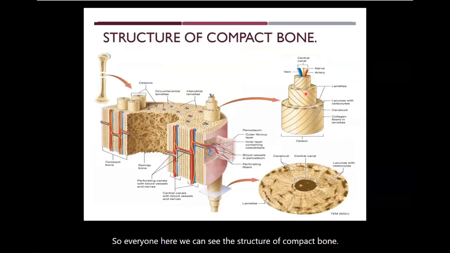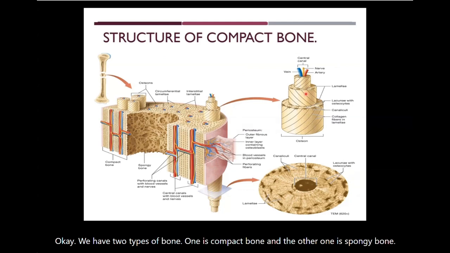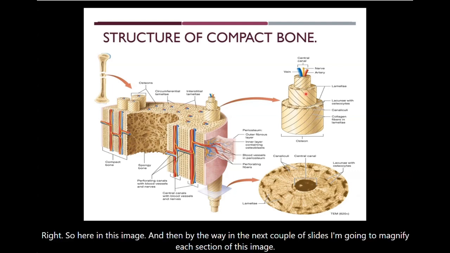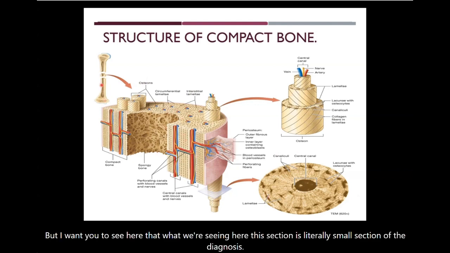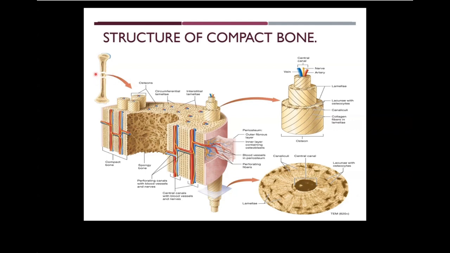So everyone, here we can see the structure of compact bone, okay? We have two types of bone. One is compact bone and the other one is spongy bone, right? So here in this image, and by the way, in the next couple of slides, I'm going to magnify each section of this image. But I want you to see that what we're seeing here is literally a small section of the diaphysis. Do we see that? Okay, it's a small section of the diaphysis.